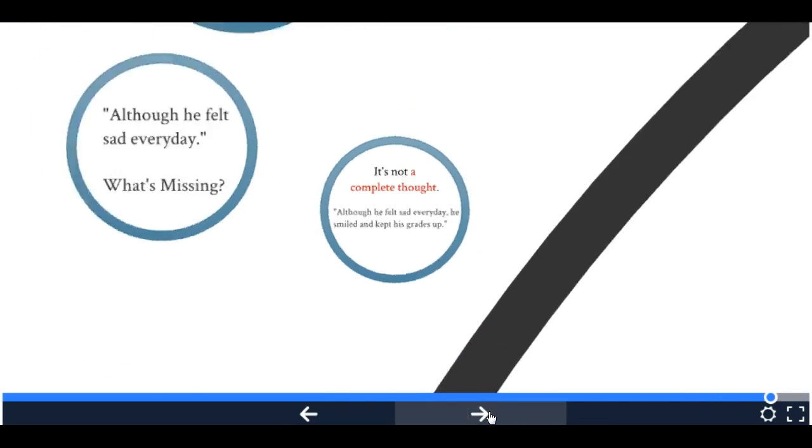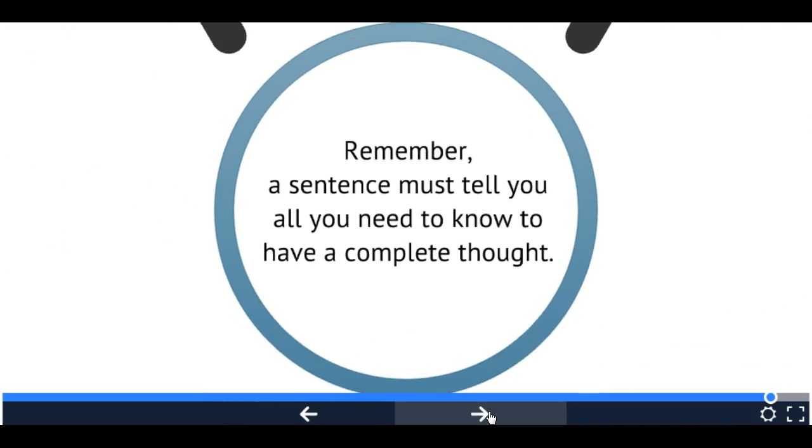Remember, you must know everything in order for it to be a complete sentence. It doesn't have to be a long sentence. The shortest sentence in the world could just be, yes, I will, or okay, or something like that. Okay implies, okay, I understand.